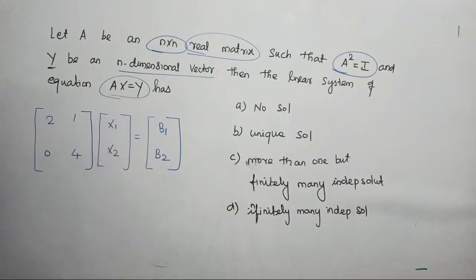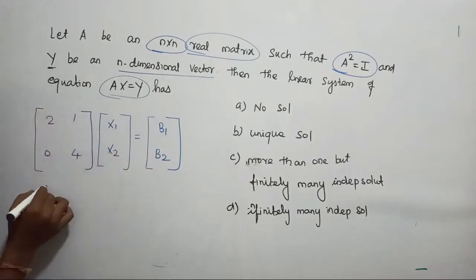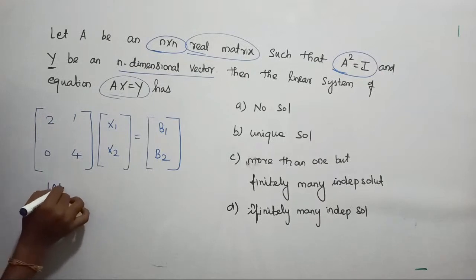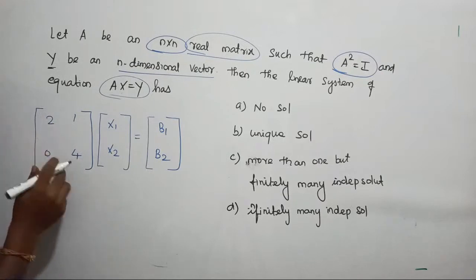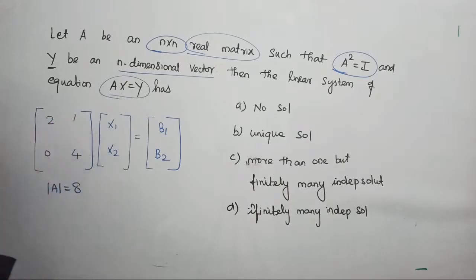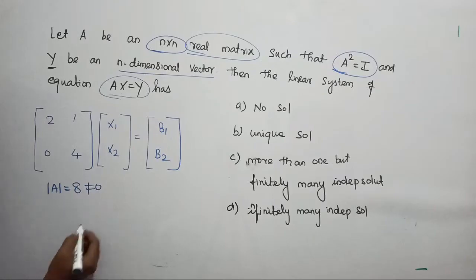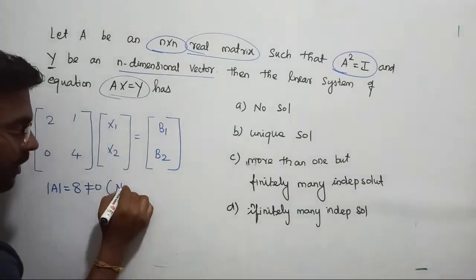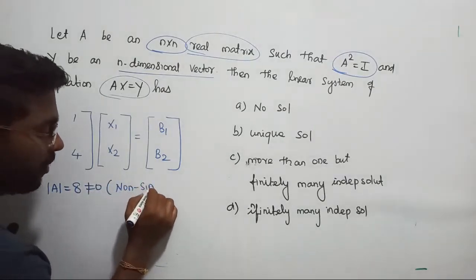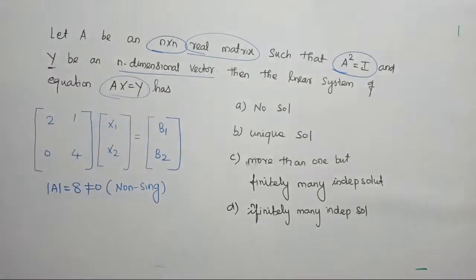Can you find the solution without knowing this? Yes, we can. How? Find out the determinant of matrix A. If I find the determinant of matrix A, 2 into 4 will become 8 minus 0 into 1 will become 0, such that the answer is 8 only, that is not equal to 0. That system is called a non-singular matrix. Do you agree with me? Yes, that is a non-singular matrix.